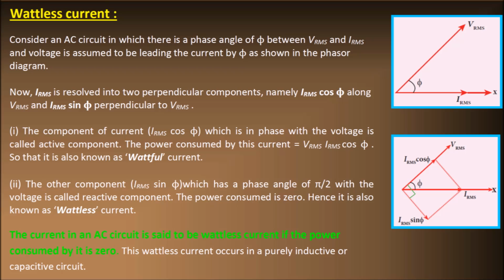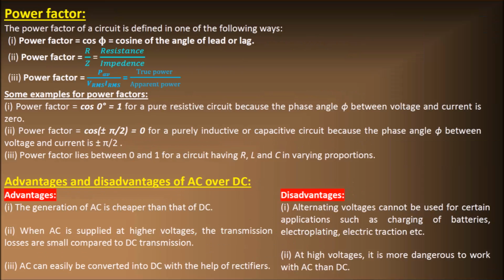Therefore the current in an AC circuit is said to be wattless current if the power consumed by it is 0. The current is said to be wattful if the power is consumed. So this wattless current occurs in a purely inductive or capacitive circuit. Now we will see the special case of power factor.